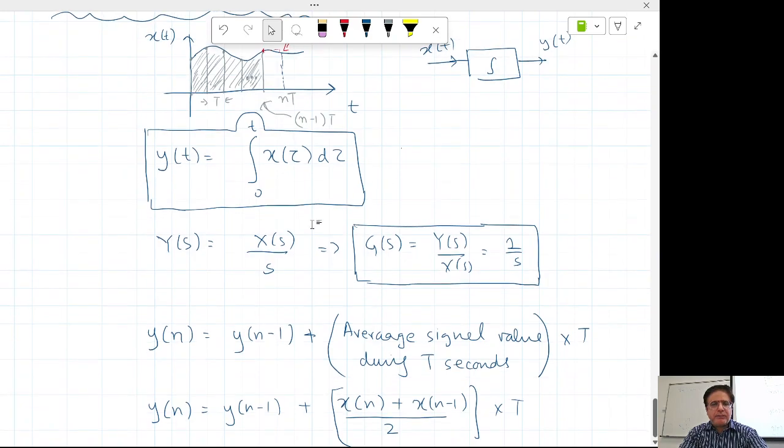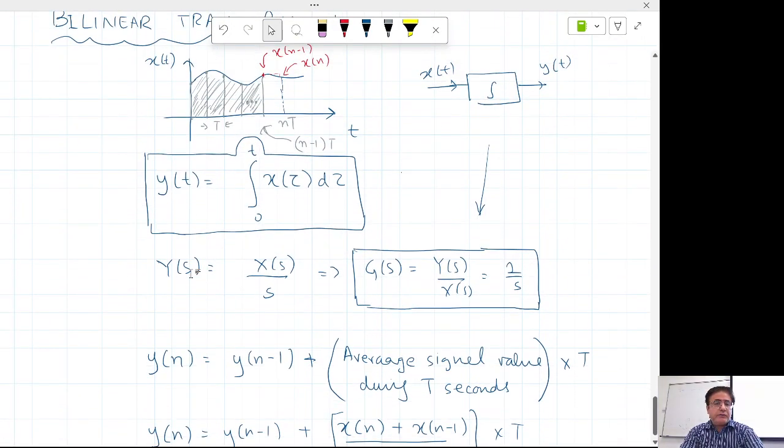And then if I apply the Laplace transform to get the transfer function of this system, this is the transfer function of this system, right? So that is 1 over s. So I want to approximate it for a digital time axis, or discrete time axis.